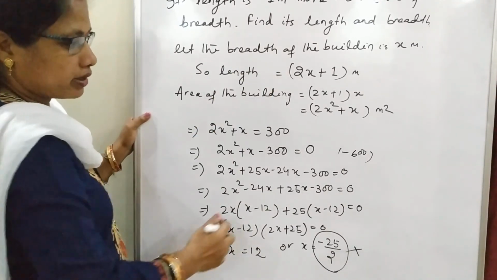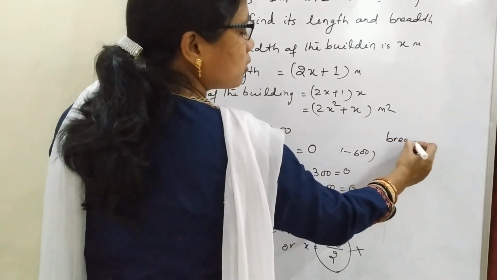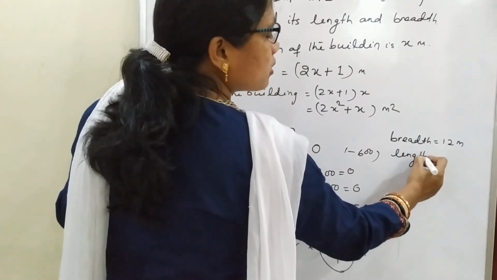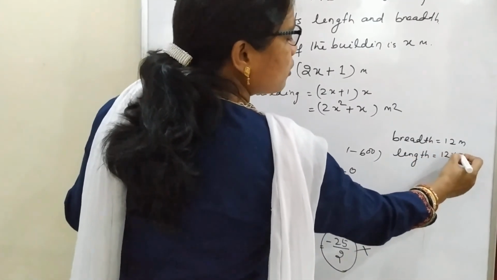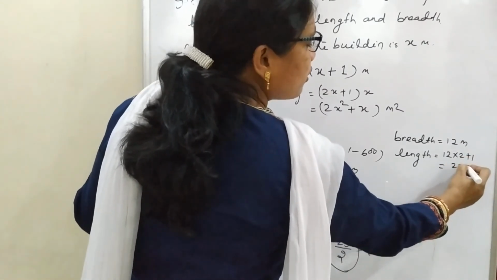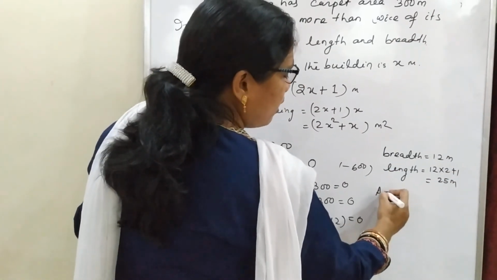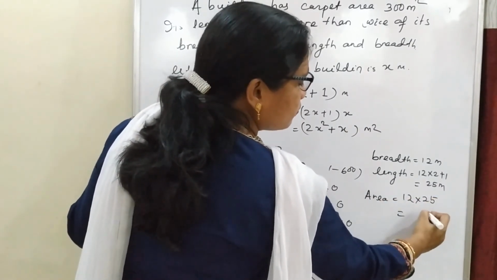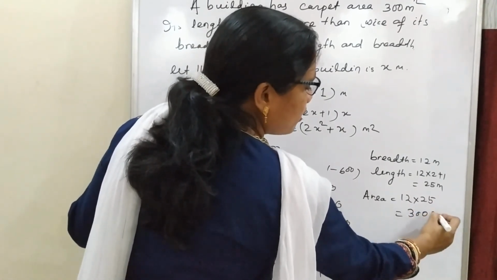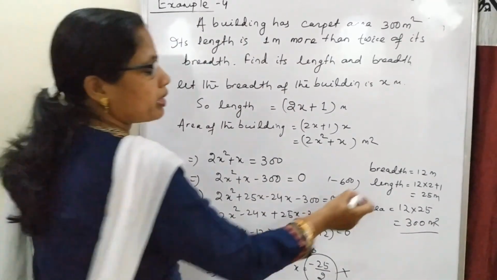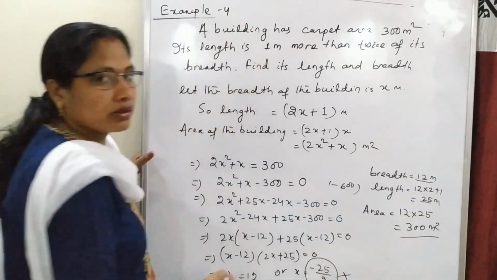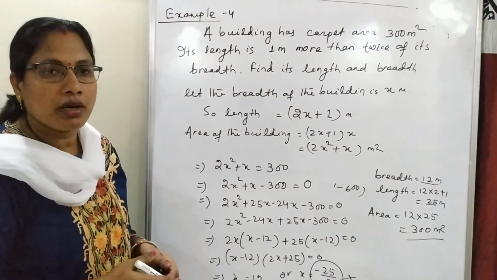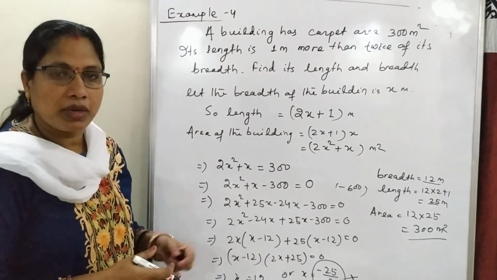That means our breadth is 12. So here we got breadth is equal to 12 meter. What will be length? So length is equal to 12 into 2 plus 1. This is 25 meter. So what is area? So area is equal to 12 multiplied with 25. So this is 300 meter square. So it is verified. So our answer is correct. Breadth and length. So in this way you can solve many quadratic equations by using this factorization method by splitting of the middle term.